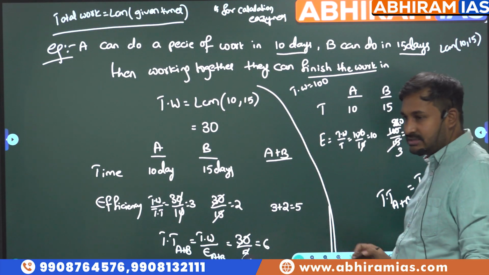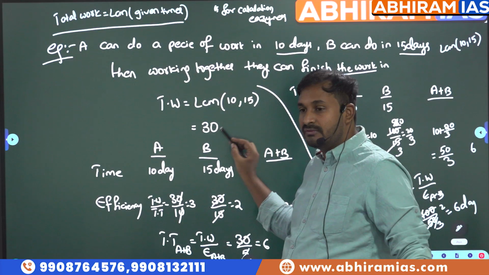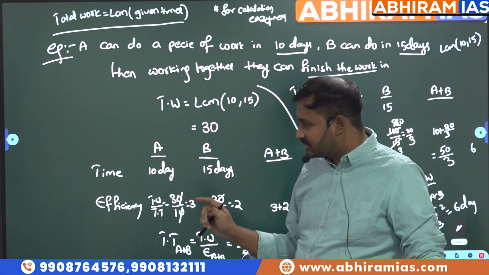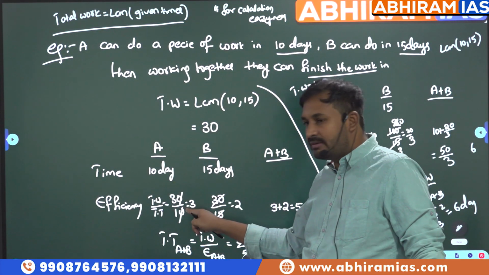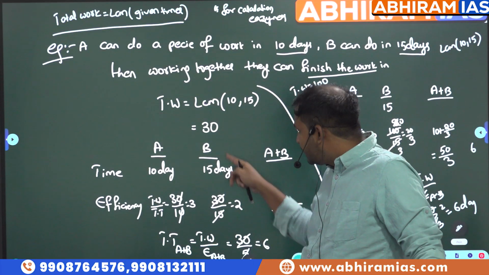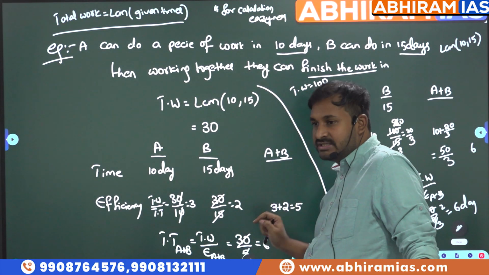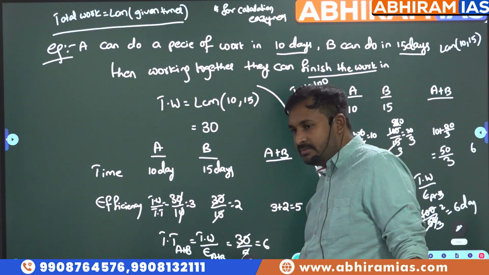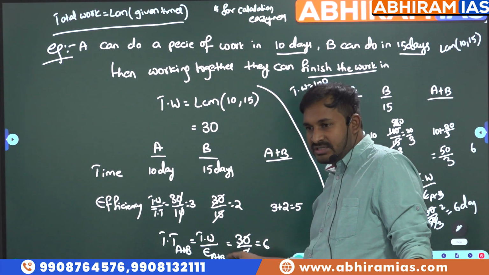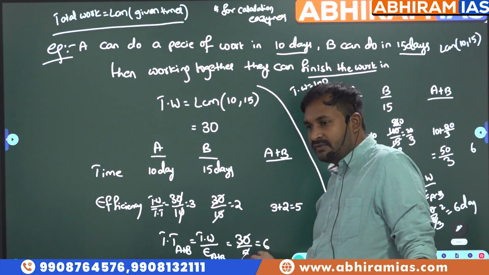So this is one case. Now I will assume total work as 30. Same question. Now the time taken by A will become what? 30 by 10, 3. Time taken by B will become what? 30 by 15, 2. Combined efficiency is 5. So time taken by A and B will become what? Total work by efficiency of A and B. So 30 by 5, 6.